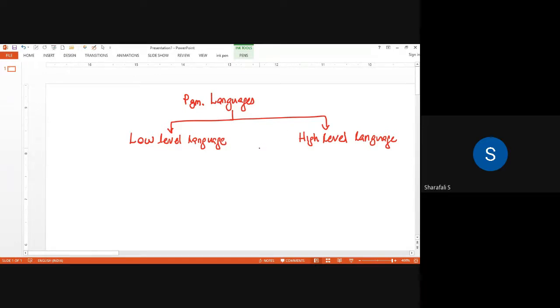Here, the language that deals with the computer hardware is the low level language. We will not easily understand such kind of language. For example, if you consider binary codes, if you directly give binary codes to the system, it can easily understand them because it is the machine language.